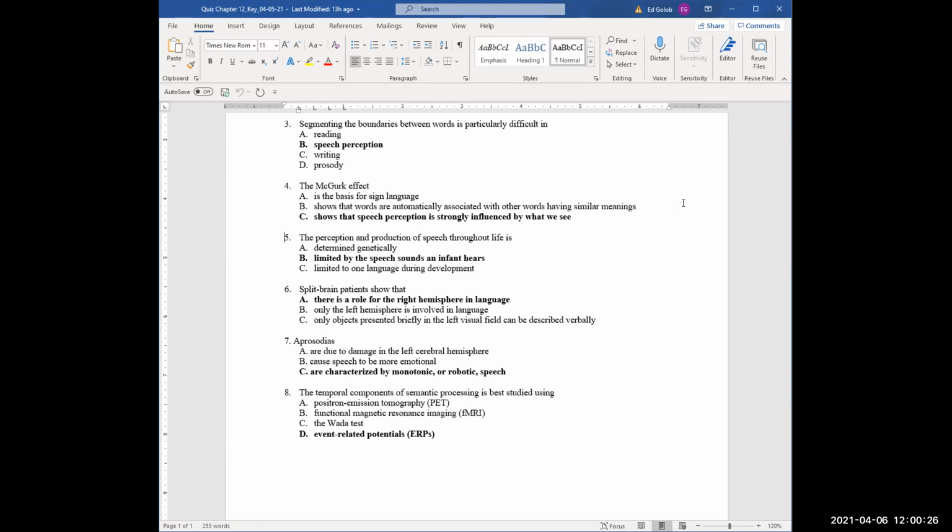And lastly, 8, temporal components of semantic processing. So if you want to understand the timing of brain activity, just think back to our discussion of methods throughout this course, right?